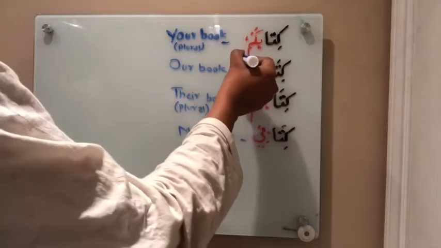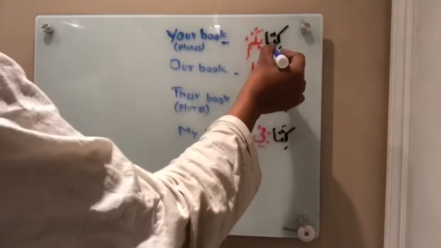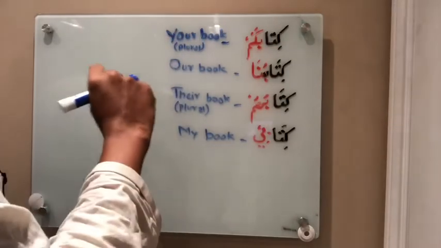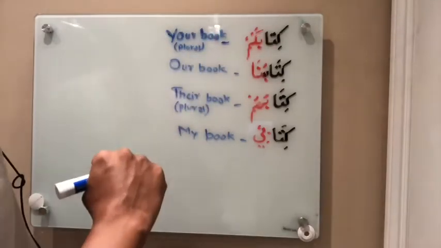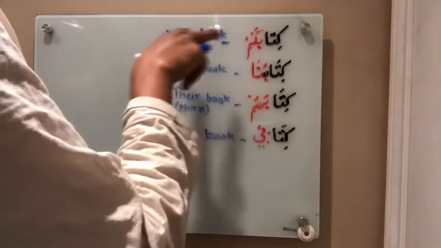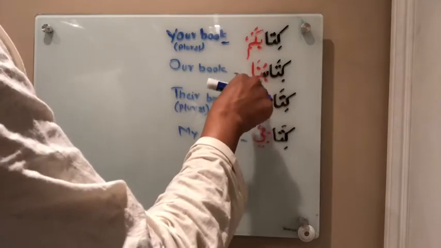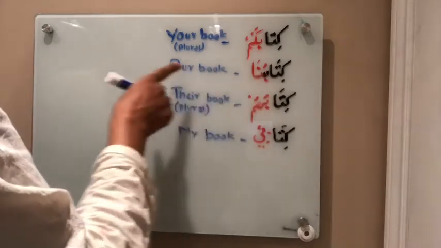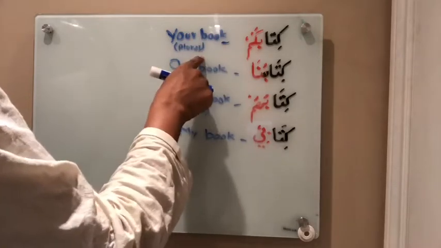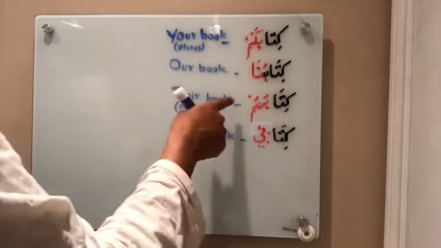Kitabukum, this kum represents your. So your book, kitabukum, your book. This your is more than two people, right? Otherwise it would become kitabukuma if it's just two people. So kitabukum, your book, for more than two. Kitabuna, our book, is pointing to nahnu. Kitabukum, your book. Kitabuhum, their book.